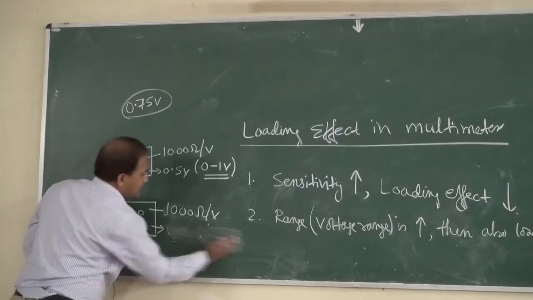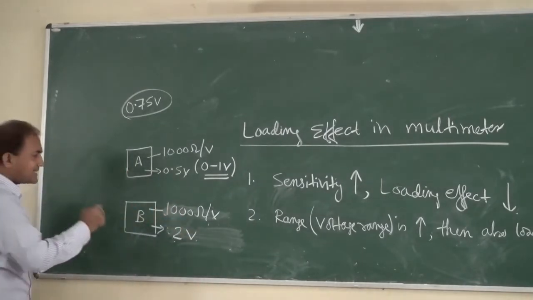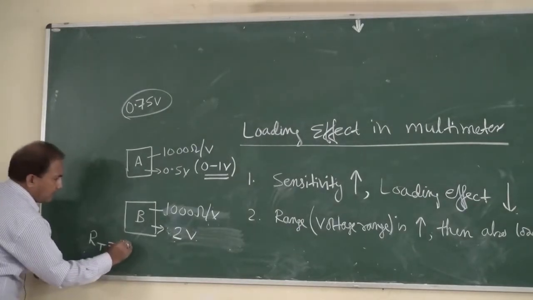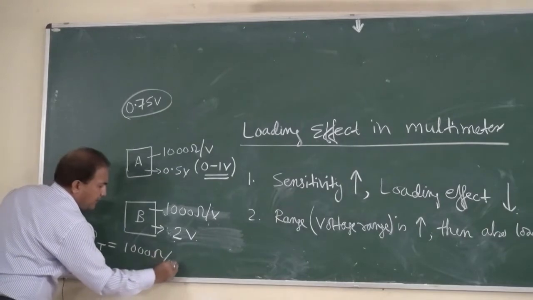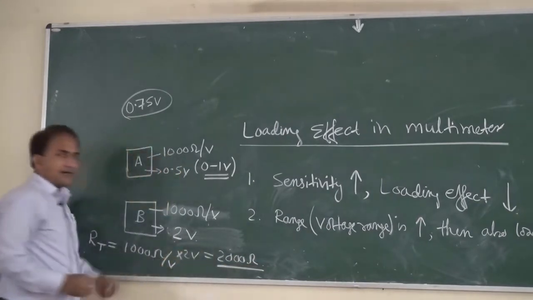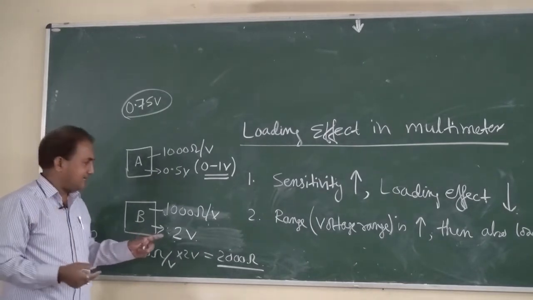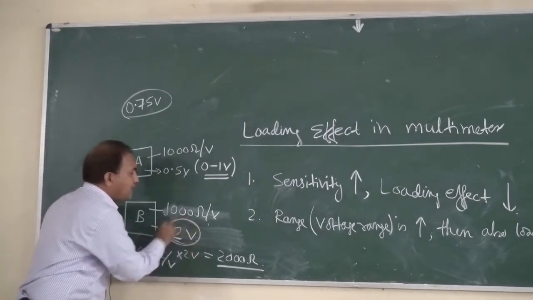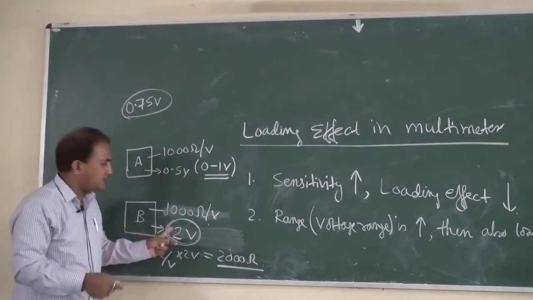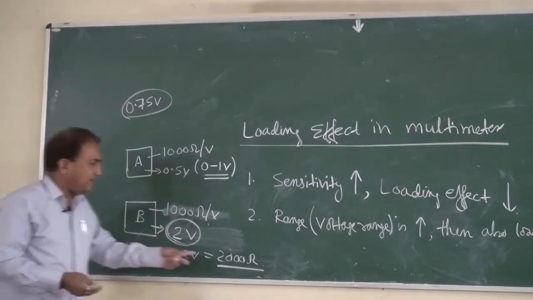Now, if the range is higher, suppose it is 2 volt, then in this case the resistance RT will be equal to 1000 ohms per volt into 2 volt. So it is equal to 2000 ohm. What does this mean? The resistance of the meter increases if we are selecting a higher voltage range, say 0 to 1 volt, 0 to 2 volt, 0 to 5 volt. So if we are choosing 5 volt, then the total resistance of the meter will increase.